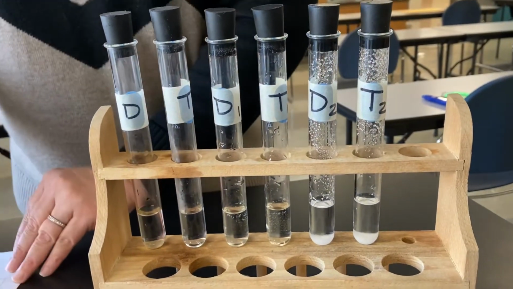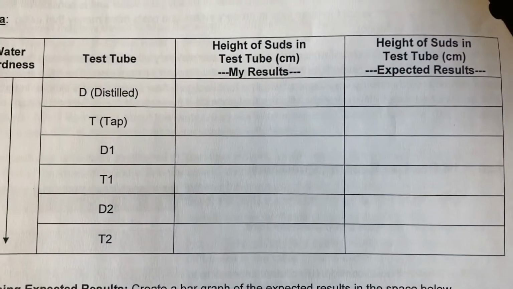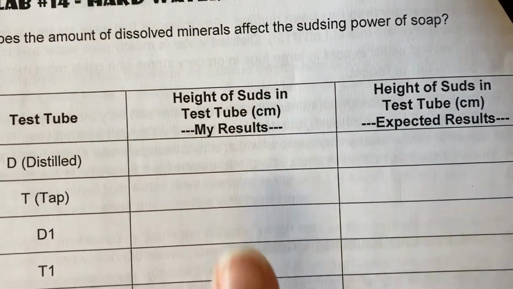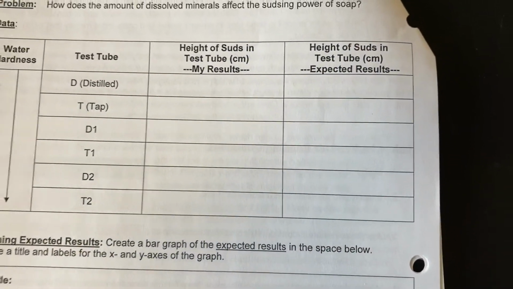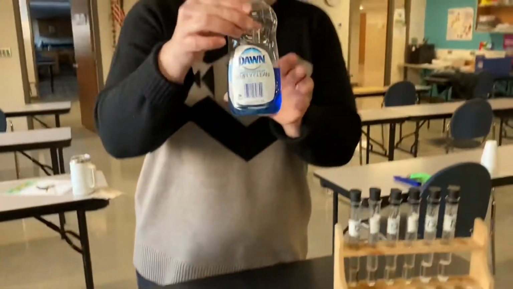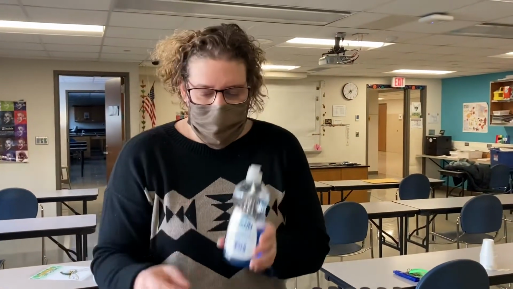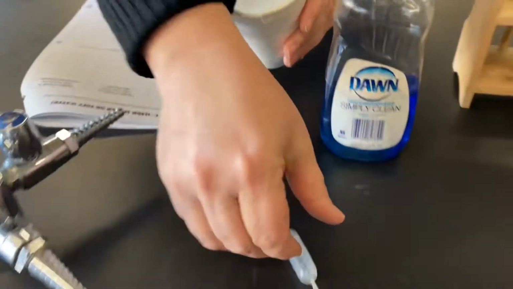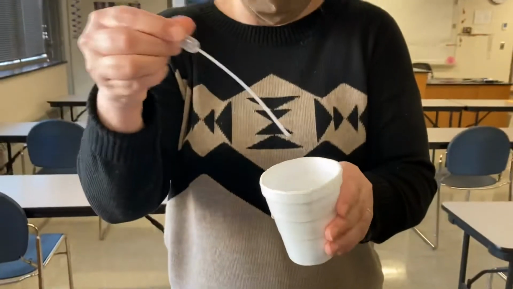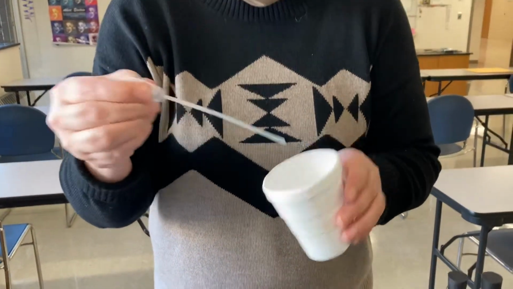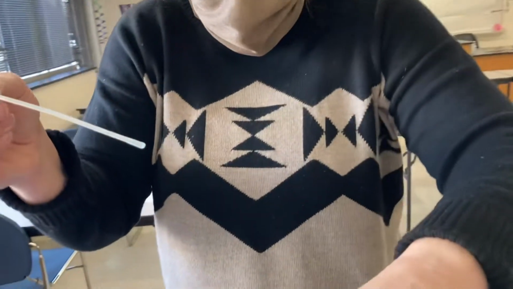And you'll notice the next part on your data table is asking you to record height of suds in the test tube. So we're just gonna show you in one example what we're gonna do, and then we'll come back and give you all those results. All right, so we've got some regular dish detergent here, and I put a little bit inside this cup so it's a little easier to get to. And I'm gonna use this dropper here to suck up a little bit of that soap into my dropper. There's so little you can hardly see it.